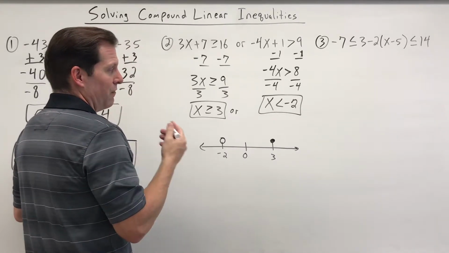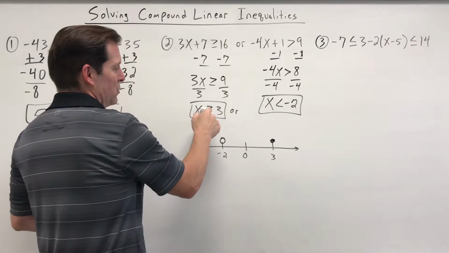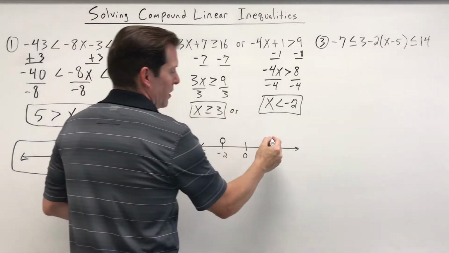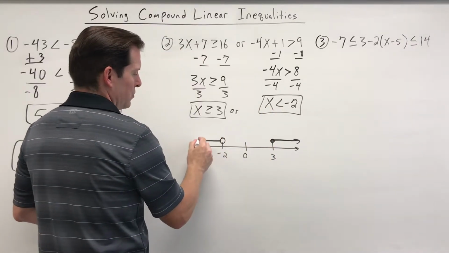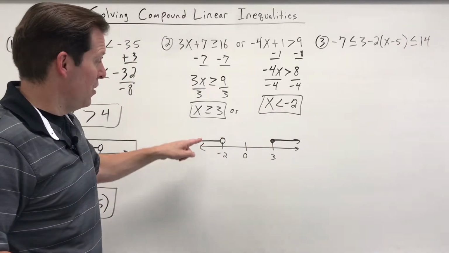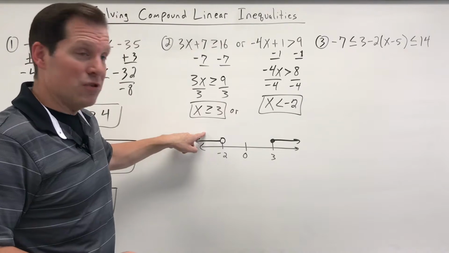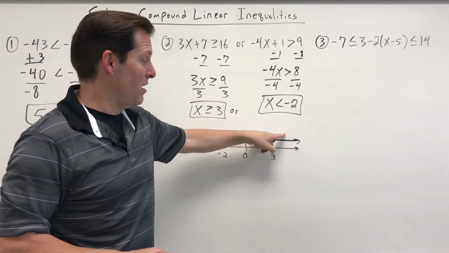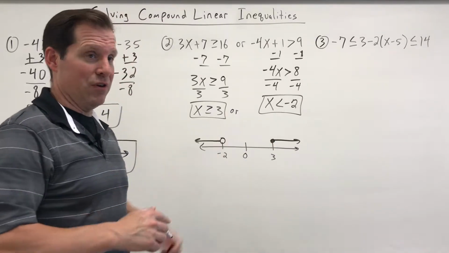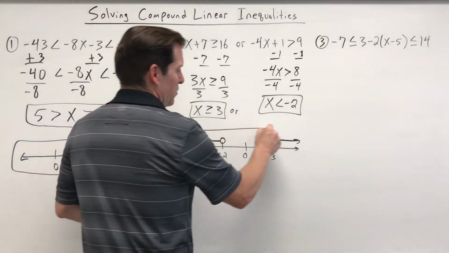So now I've got to follow my inequalities. I've got x is greater than or equal to 3, so greater than goes to the right. x is less than negative 2, which goes to the left. So you can see that your solution is either here, which is x is less than negative 2, or your solution is here, x is greater than or equal to 3. They go in opposite directions. So there's our number line.